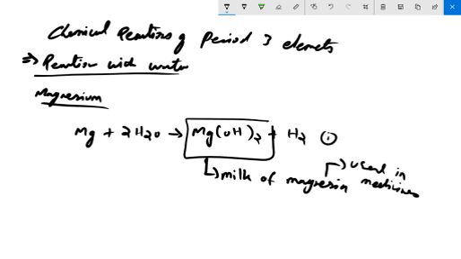The next reaction is with steam. Magnesium reacts with steam of water and produces magnesium oxide, and as a byproduct hydrogen gas is produced.